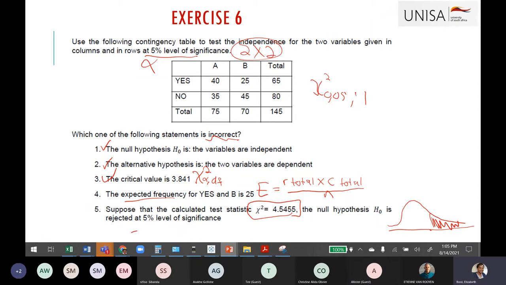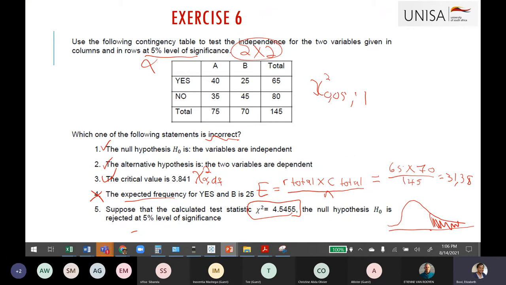The expected frequency of yes and B is 25. Therefore, we use the row total of 65 times the column total of 70 divided by 145. And what do you get? 31.37. It can't say 38, because it's 31.37, which makes that incorrect. Remember, in the exam, you will not go through all the statements, you just find the correct one and move on. But here, because we are practicing, we go through all the statements.